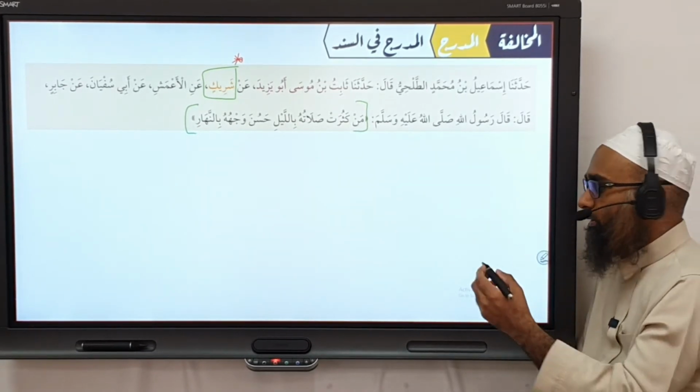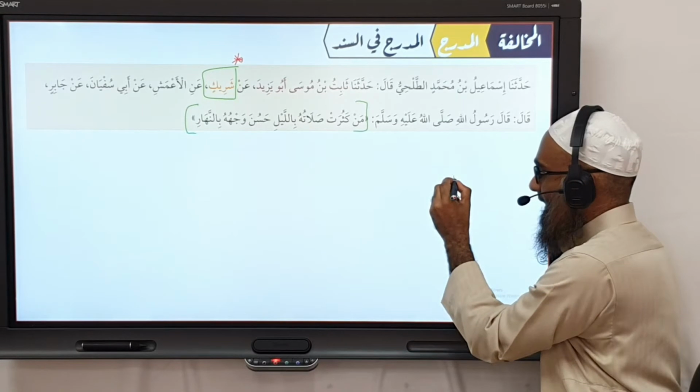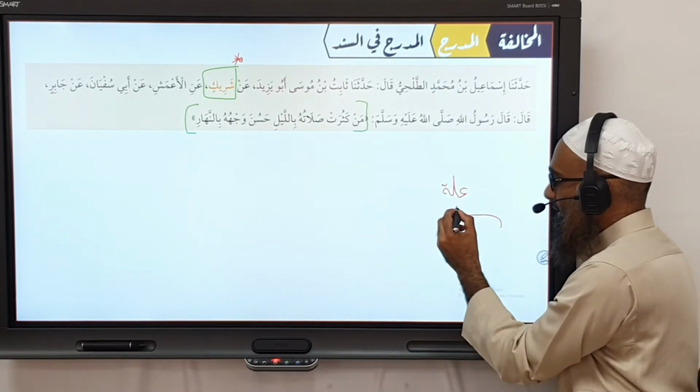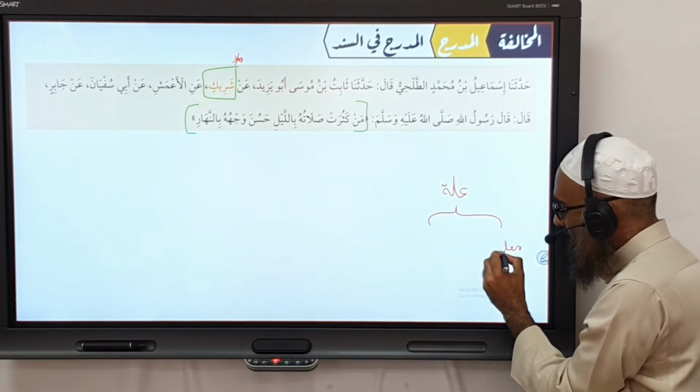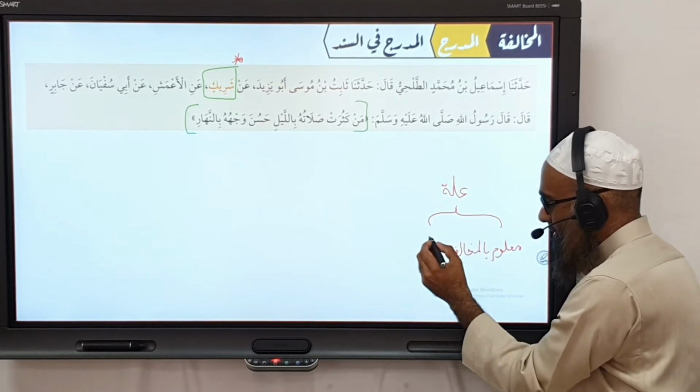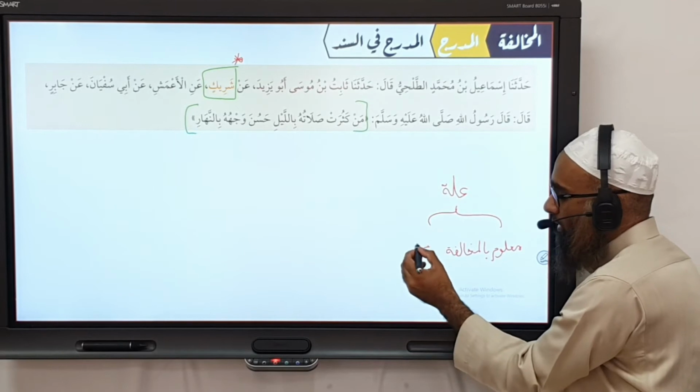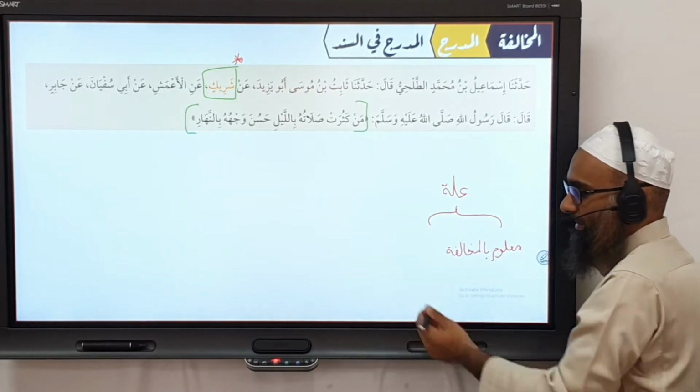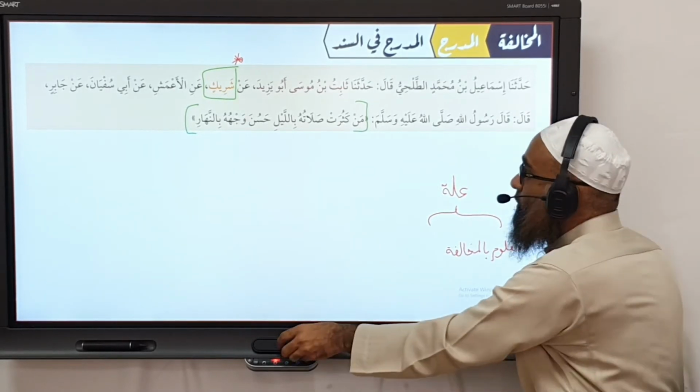So as I mentioned to you before, when we say we have illah, there are two types. We can say ma'lumun bil mukhalafa, some ilal which you can understand simply by comparing two narrations. And you can have ghayru ma'lumun bil mukhalafa, or ma'lum bi ghayri mukhalafa, where it's not just by comparing, you have to have other sources of information.